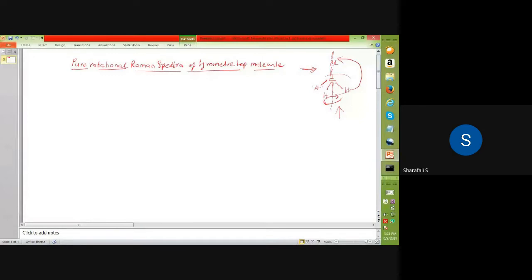So in that case, we have this much of bonding going to this side, and this particular chlorine atom coming to this side. So this kind of rotation will make some polarization change, because the bonds are at different positions of the molecule.